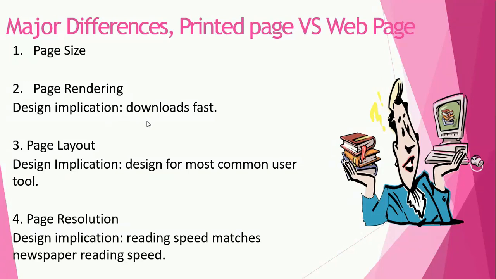So when web pages are being displayed on the screen, there may be a lot of problems. Maybe the transmission speed may be reduced, because there are lots of users accessing the same web page. So it may not be available as and when needed by the user. But the printed pages are rendered immediately to the user, and it is much better in terms of rendering.